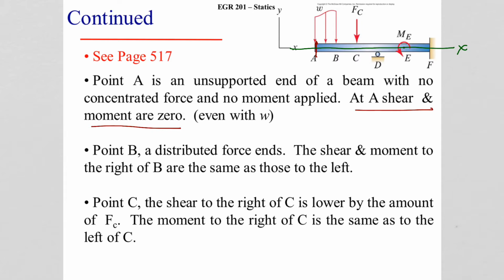If we continue along this example of a beam in x as we go across, we see at point B a distributed force ends. The shear and moment diagram to the right of B is the same as those to the left. So the value at either side will remain the same. If we continue along, we see C. The shear to the right of point C is lower by the amount of F sub C. So there's a jump in our shear diagram. It will jump down, in the direction of that load. And the moment to the right and the left remains unchanged.